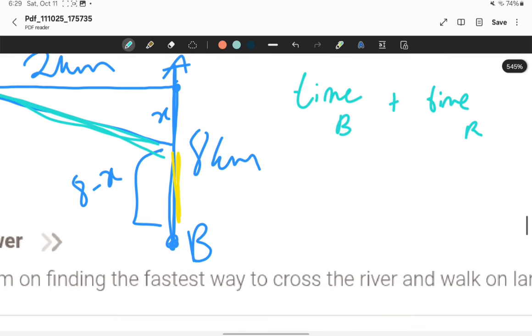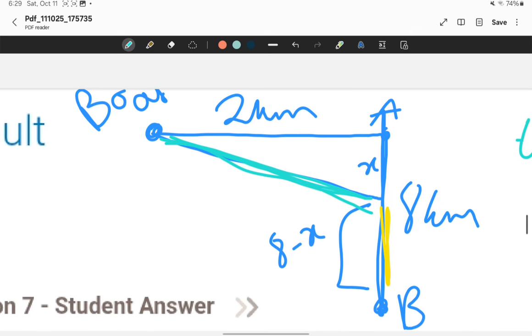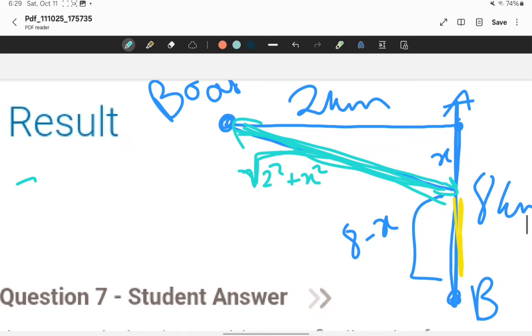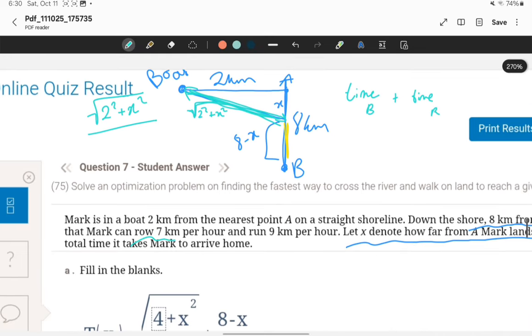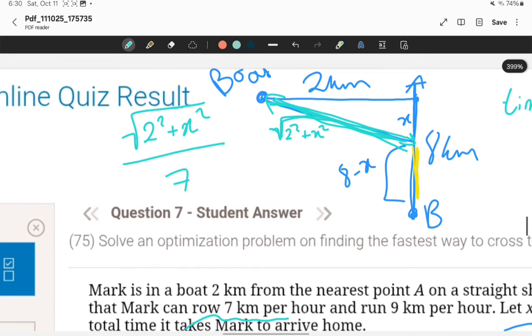The time on the boat is what? The distance spent on the boat over our speed. The distance on the boat, you could do Pythagoras' theorem. So radical 2 squared plus x squared is this distance here. Over our speed on the boat, which is 7 kilometers per hour, so over 7, this is our time for the boat. We'll keep this aside for now.